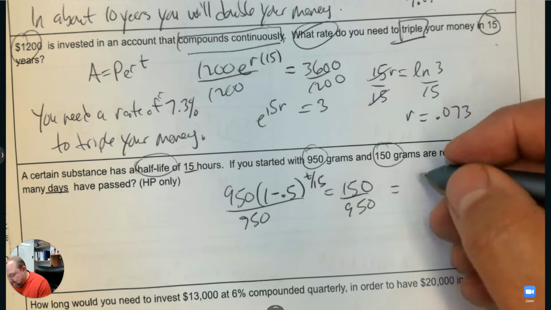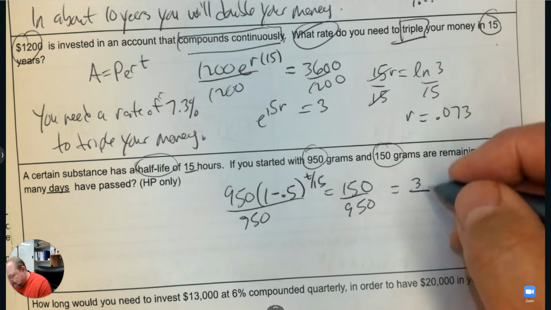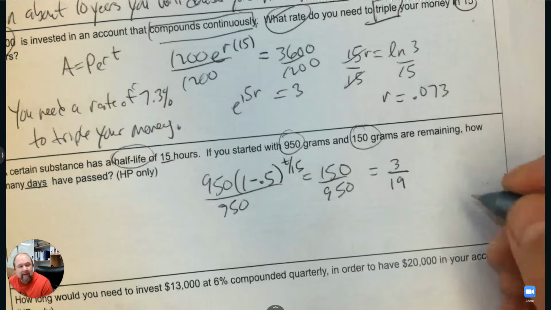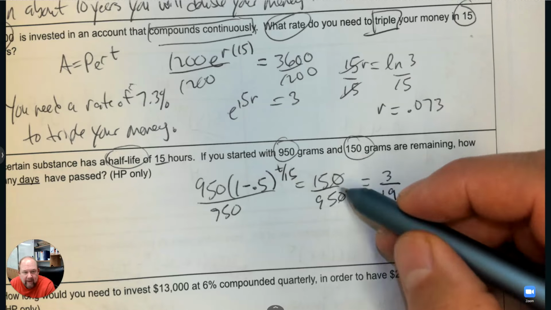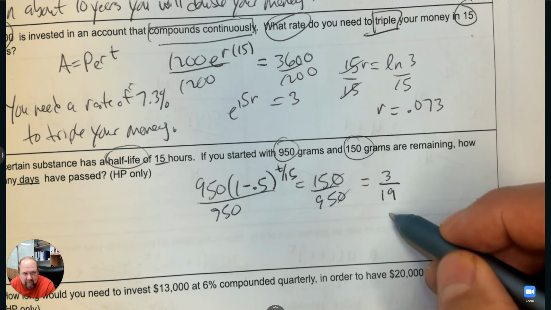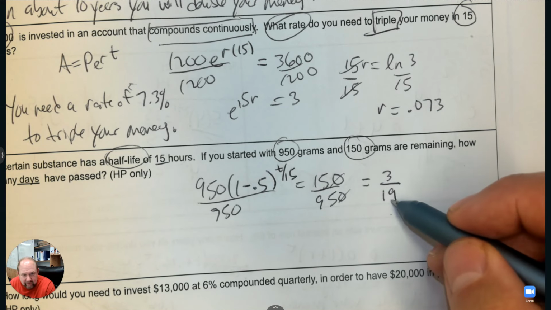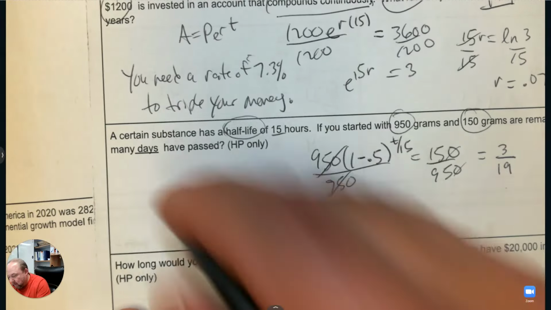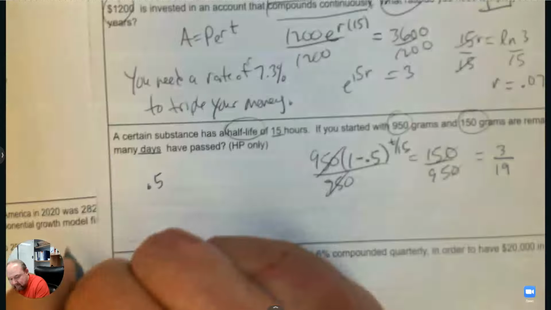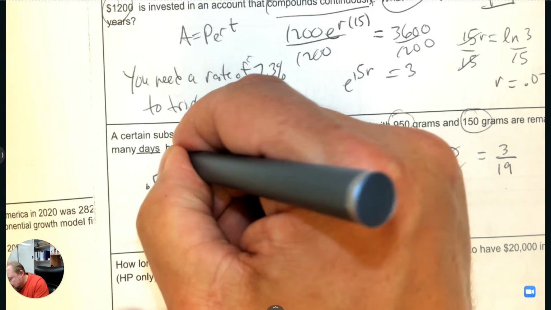So divide by 5, I'm going to call that 3 over 19. So the hundreds divide out and divide by 5. I feel okay about that. So it's 3 over 19. And this is 0.5. So right now I'm going to rewrite it over here. 1 take away that is 0.5 to the exponent t divided by 15 is equal to 3 over 19.